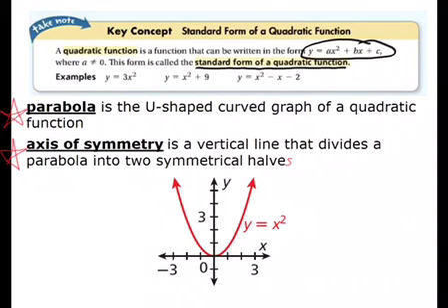So in the case of this example here, if we were to split this parabola with its axis of symmetry, we're going to try to find a symmetrical half, which is going to be the y-axis here. So simply put, if we were trying to fold this parabola over on itself, the two halves would line up perfectly. So this purple line represents your axis of symmetry.